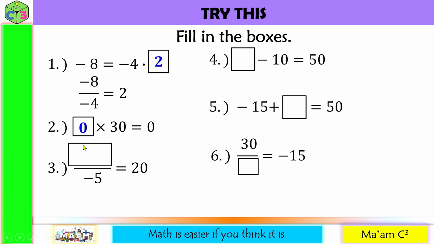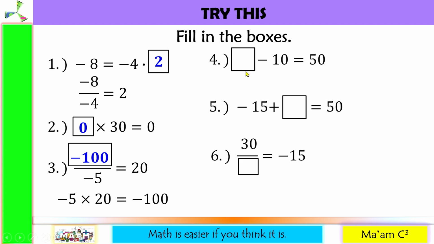To solve for this, simply multiply negative 5 to 20. 5 times 20 is 100. Negative times positive is negative. So the answer here is negative 100. Let us check. Negative 100 divided by negative 5. 100 divided by 5 is 20. Negative divided by negative. Both signs are negative, so the quotient is positive.